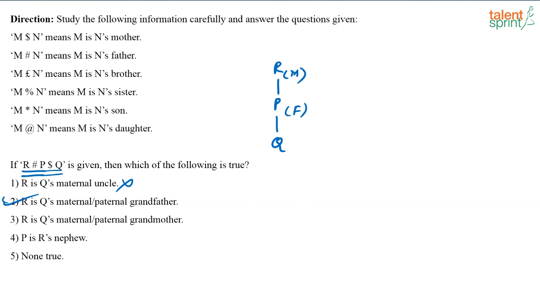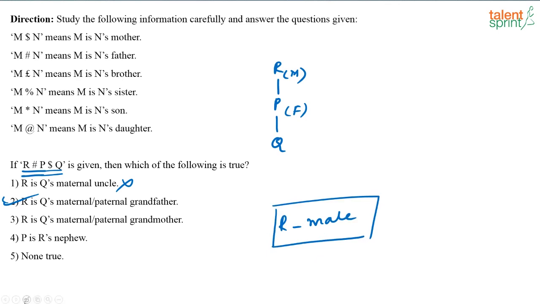Now the other way to approach this question is by looking at the generation gap. This is also easy, not that this is difficult. The other way to solve it is to look at the generation gap and gender of R. The first thing that you know here is R # P means R is P's father. That means R is a male member. So the gender of R is male.